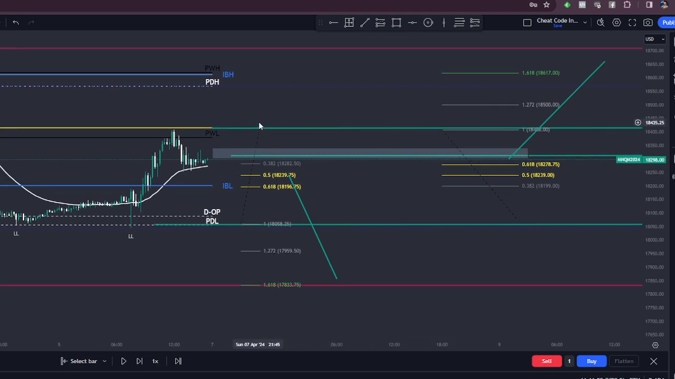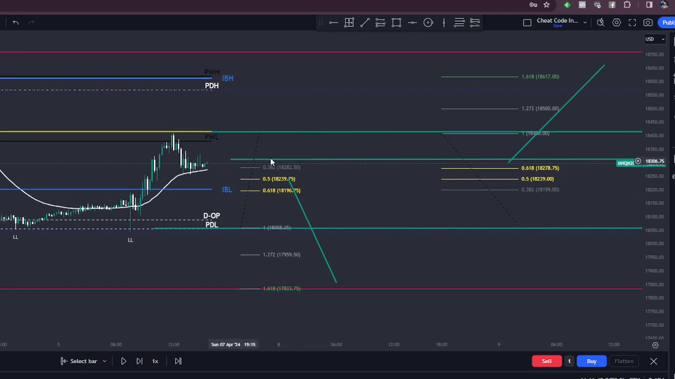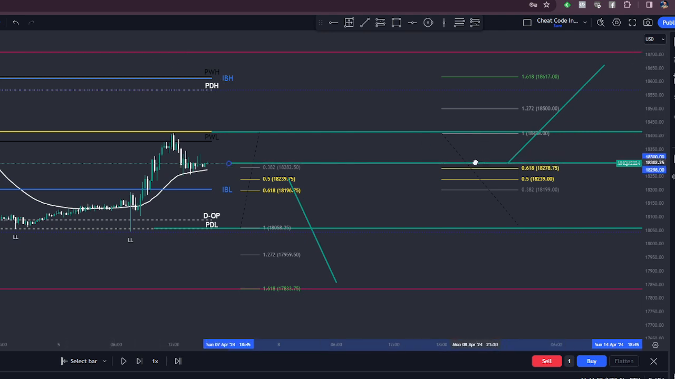I'm just going to wait for price to give me a little bit more information. But what do I have in front of me is Friday's low, Friday's close, which I need to move down a little bit, and then Friday's high. That's the information that I have in front of me right now.